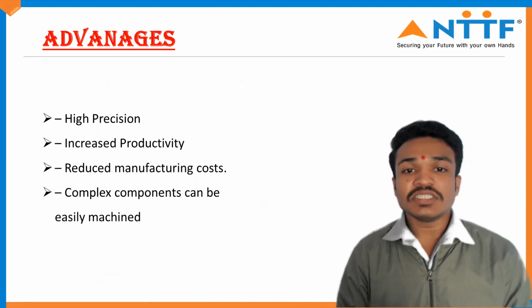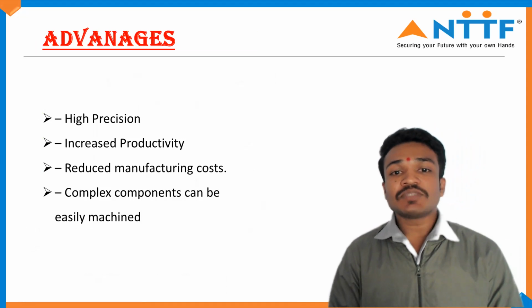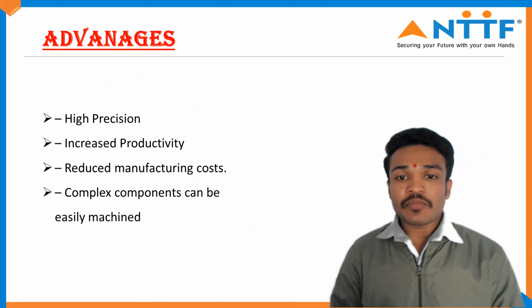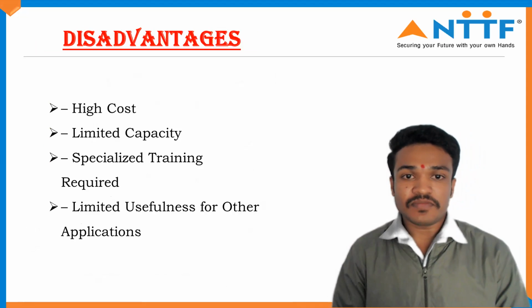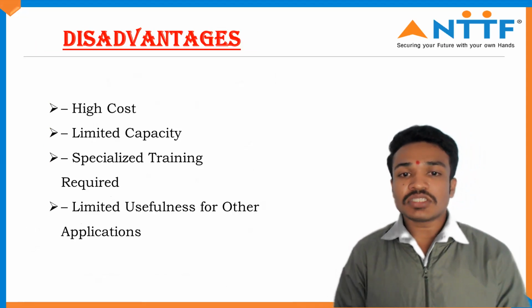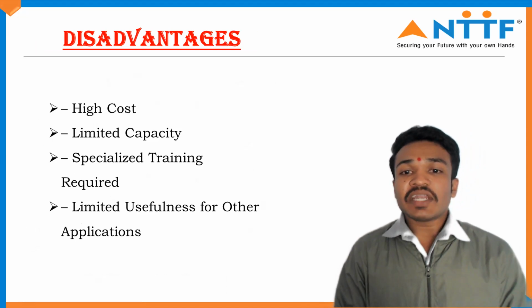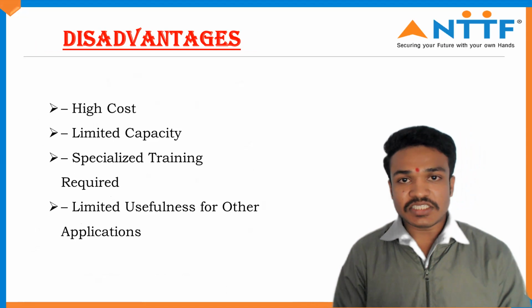Advantages of jig boring machine: high precision, increased productivity, reduced manufacturing cost, complex components can be easily machined. Disadvantages: high cost, limited capacity, specialized training required, limited usefulness for other applications.